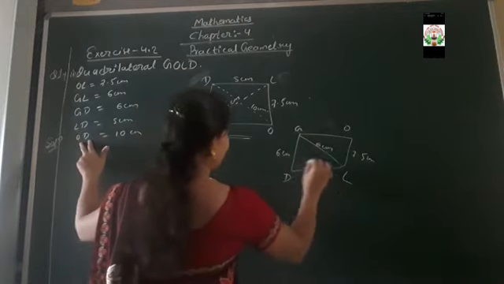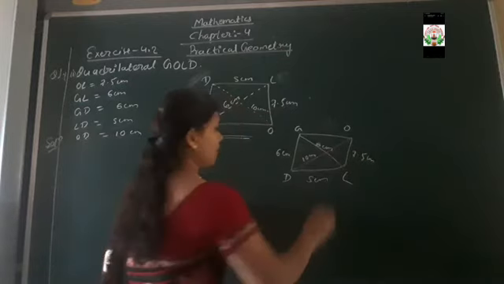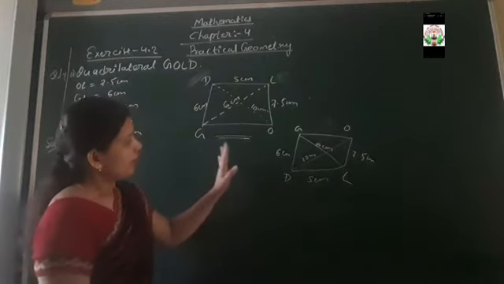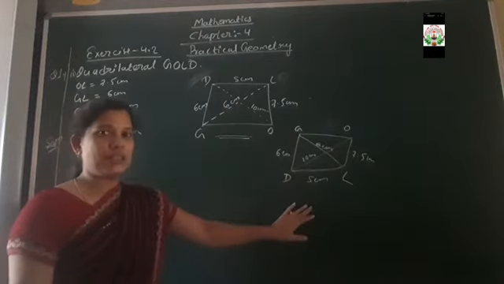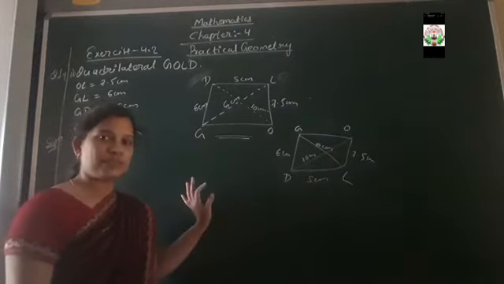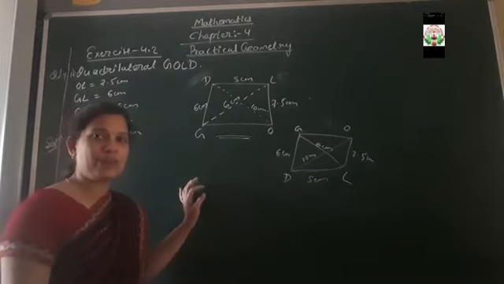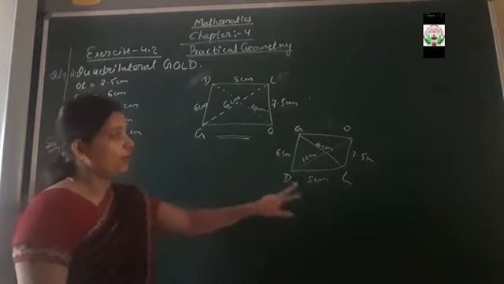And OD we are having as 10 centimeter. Isn't it? So here, why we had changed the rough sketch from this to this? Because for this we didn't have any base. For this figure we don't have the base measurement. That's why we had changed this to here.